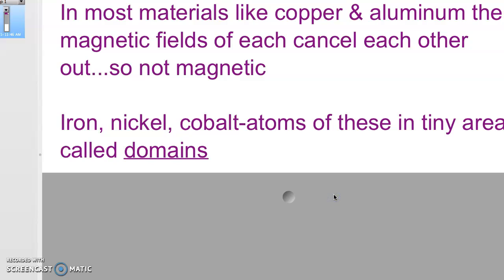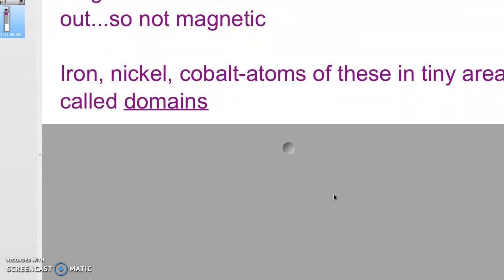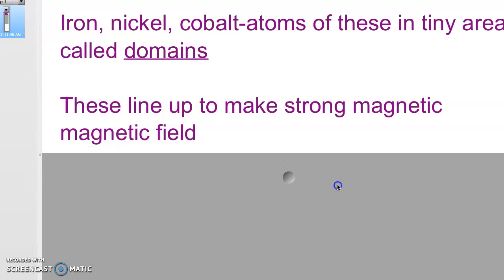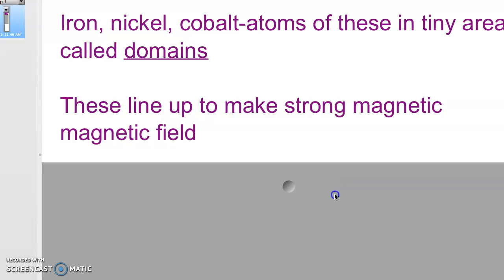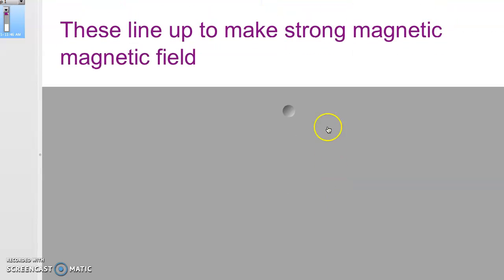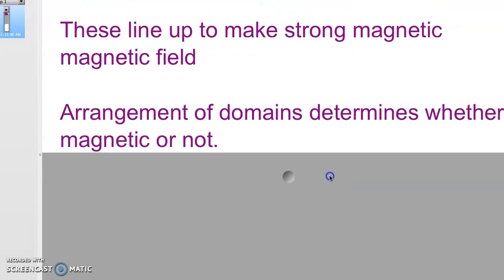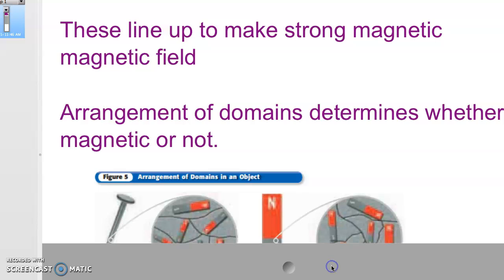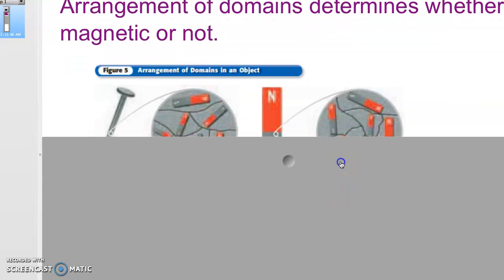But iron, nickel, and cobalt atoms are going to have tiny areas that we call domains. These line up and make the strong magnetic force, the strong magnetic field that we know of from having magnets and playing with them. So the arrangement of those domains determines whether it's a magnet or not. How are they arranged? If you take a look at this picture, that gives you an example.